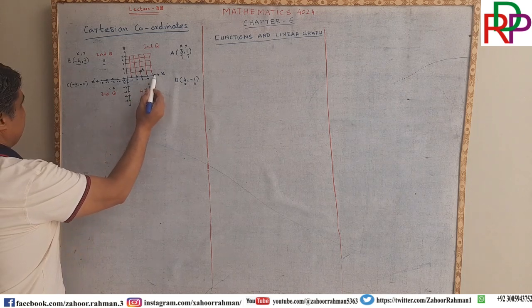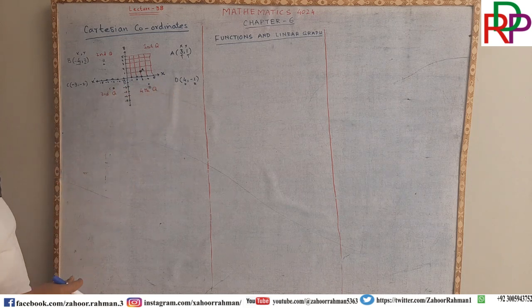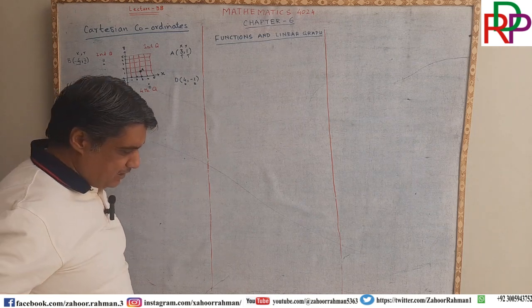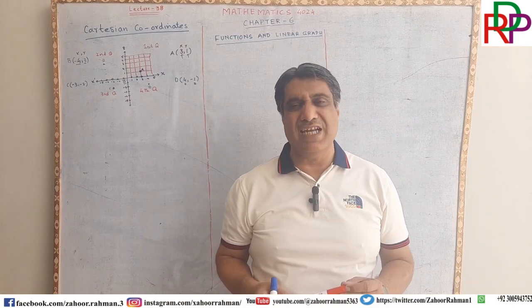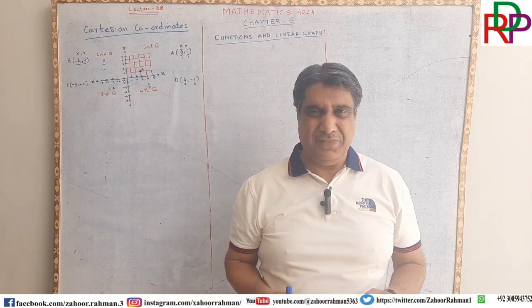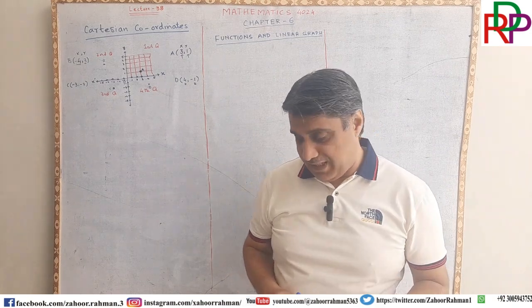Ladies and gentlemen, the horizontal movement is called x-axis movement, which is also called abscissa, and the vertical movement is also called y coordinates, and that is known as ordinate as well. So keep these things in mind.